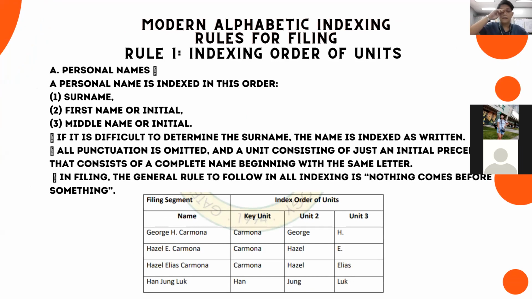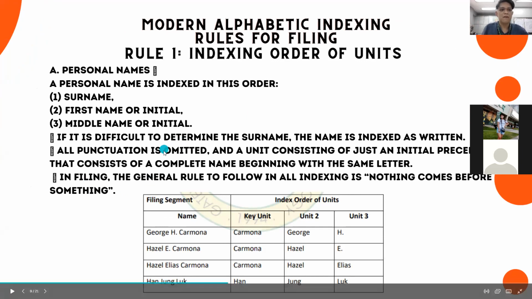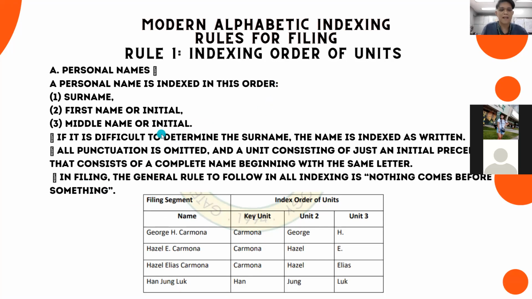Okay, rule number 1: indexing order of units. Number 1, personal names. Personal names are indexed in order: surname, first name or initial, then middle name or initial. If it is difficult to determine the surname, the name is indexed as written. All punctuation is omitted, and a unit consisting of just an initial precedes a unit that consists of a complete name beginning with the same letter. In filing, the general rule to follow in all indexing: nothing comes before something.